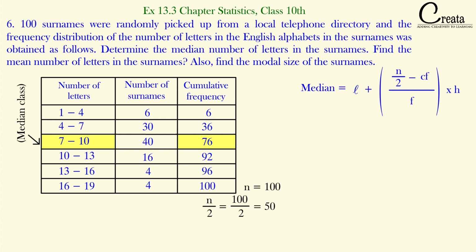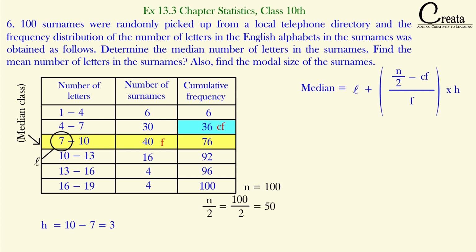Got it? We got the median class, and the lower limit of the median class is called L. So L we got as 7, and the corresponding frequency is F. We got F as 40. Further, the class size H is the upper limit minus the lower limit, 10 minus 7, which is 3. And what is CF? CF is the cumulative frequency before the median class. So 36 will be CF.